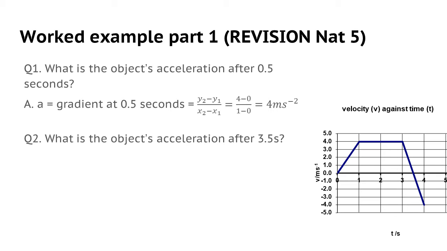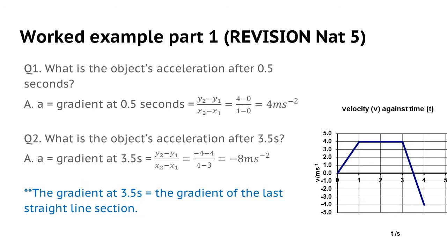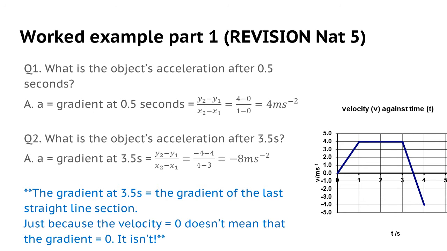So we have to calculate the gradient at that point, which is the gradient of the straight line at the end, and the 2 points I've chosen are the ones at the end, which is 4, -4, and 3, 4. And again, we just use some stuff from maths to work out the gradient. Wee reminder at the bottom, the gradient at 3.5 seconds is the gradient of the last straight line section, and just because the velocity is 0, it does not mean the gradient is 0.